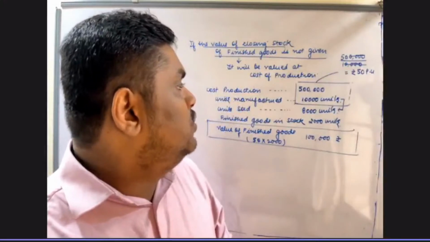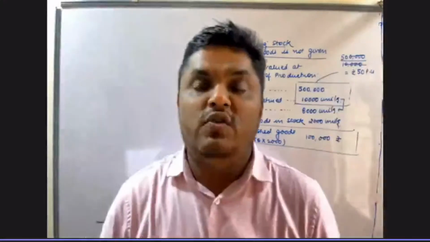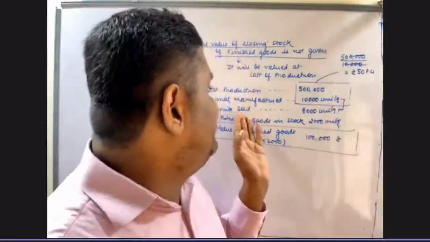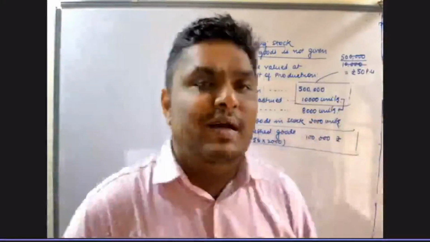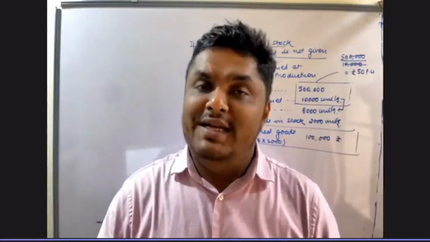So the cost per unit will be 5 lakh divided by 10,000. That is, the cost of production per unit is rupees 50. So let's say of these 10,000 units, 8,000 units are sold. So we are left with 2,000 units that are still in stock.